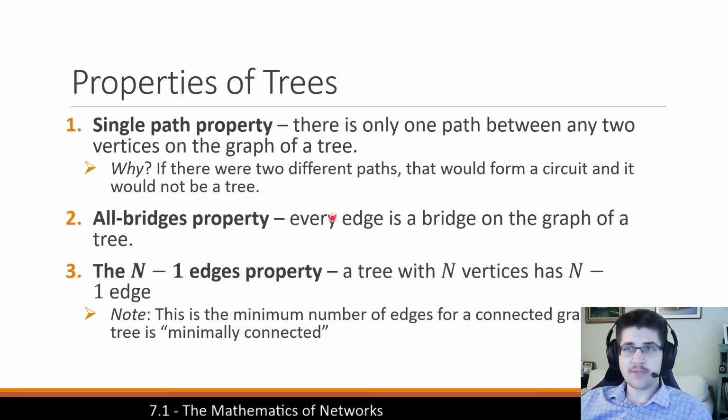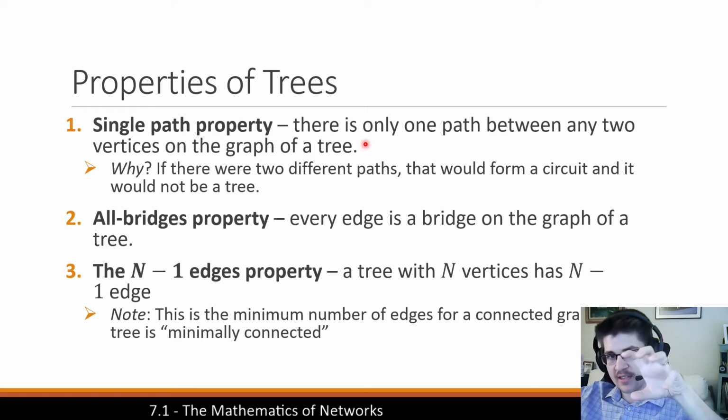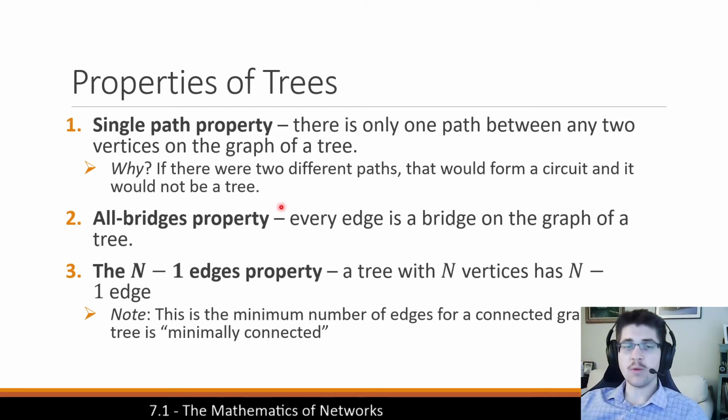The second property of trees is the all bridges property: every edge is a bridge on the graph of a tree. Returning to what a bridge means, which we originally defined in chapter 5, a bridge was an edge that was necessary for the graph to be connected. Basically, if that edge were deleted, the graph would become disconnected. The idea of a bridge is that it connects two distinct parts of the graph. But when it comes to a tree, every single edge needs to be a bridge because every edge is vital for the connection. If I were to delete any edge, the graph would fall apart.